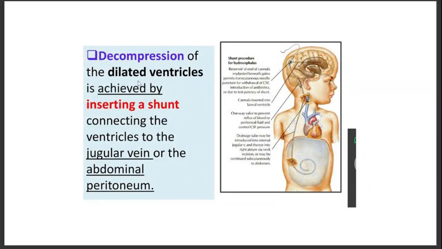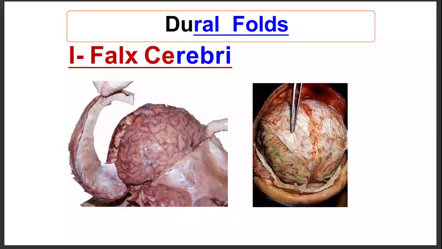There can be decompression of the dilated ventricles by inserting a shunt, where you find a way to take the excess cerebrospinal fluid and drain it somewhere. You can connect a shunt from the ventricles to the jugular vein, or to the abdomen, the peritoneum, so that the cerebrospinal fluid can flow from the ventricles there. By that you reduce the high pressure. Is there any question so far?